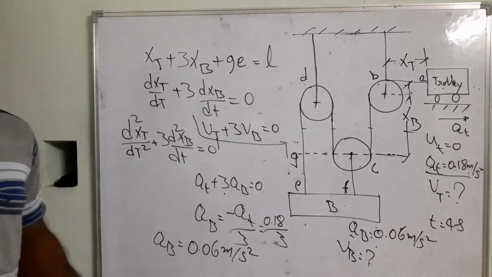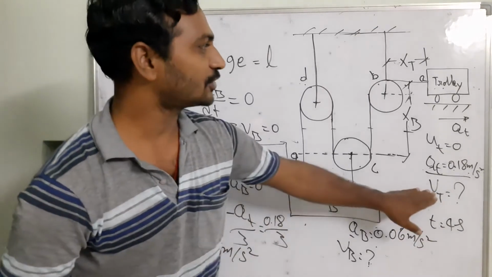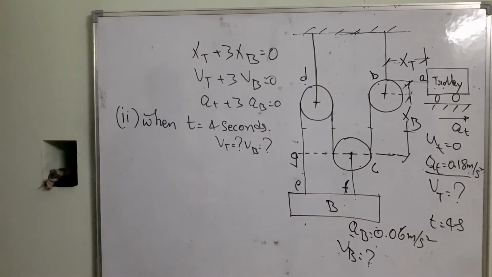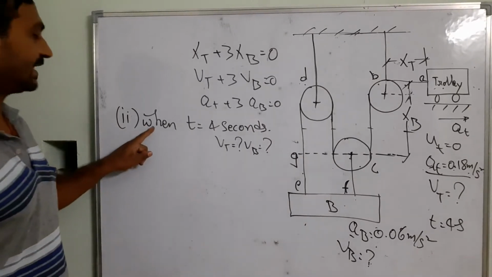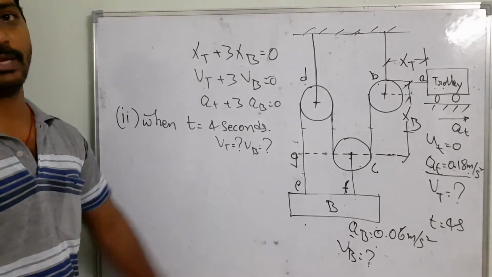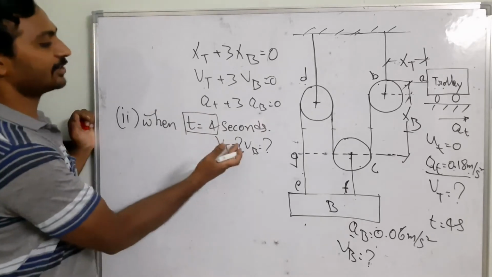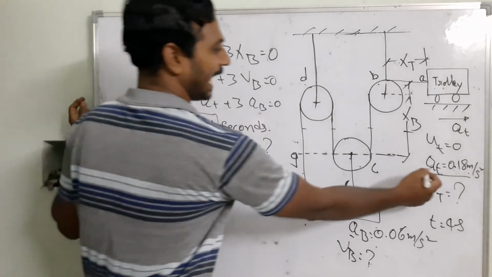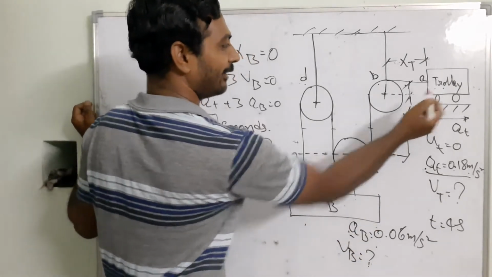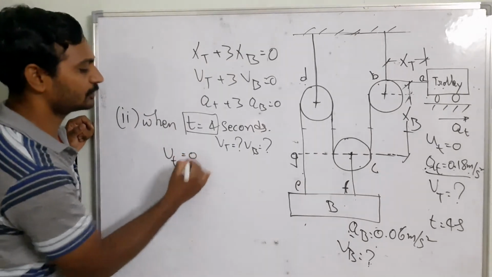So now in the second condition, we need to find out the velocity of your block B and the velocity of the trolley. We need to calculate it. So there we can see in the second condition, when the t is equal to 4 seconds, what is the Vt as well as the Vb? In this case, what will happen? After the 4 seconds, what is the velocity of this? And we know the acceleration of this part as well as this part. At the same time, we know the trolley is going to be starting from the rest. It means that ut is equal to 0.